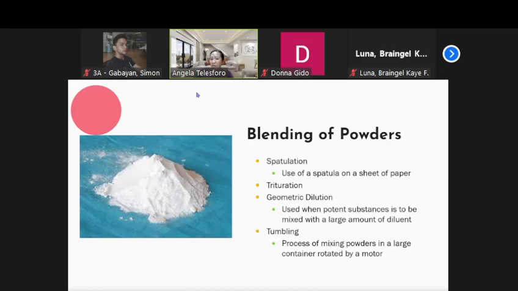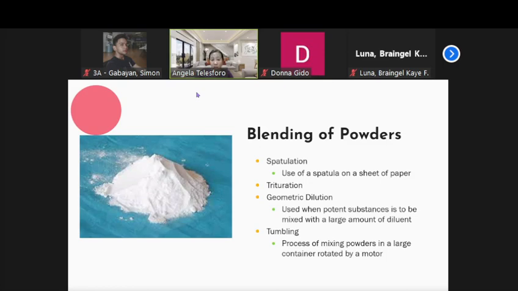We have spatulation. We use a spatula wherein we mix together the powders. For example, we mix two, three, or four types of powders using a spatula. We use spatulation only if it is a small amount of powders. It is not possible if you mix three kinds of powders at five kilos each.